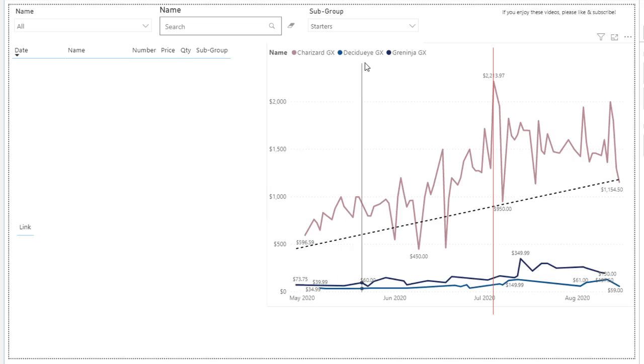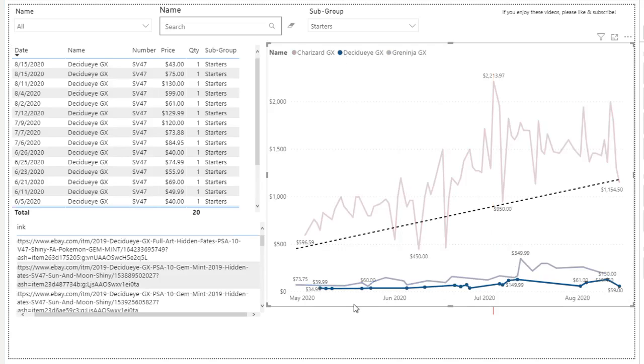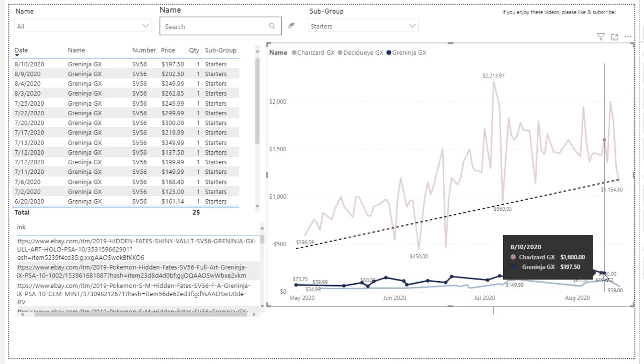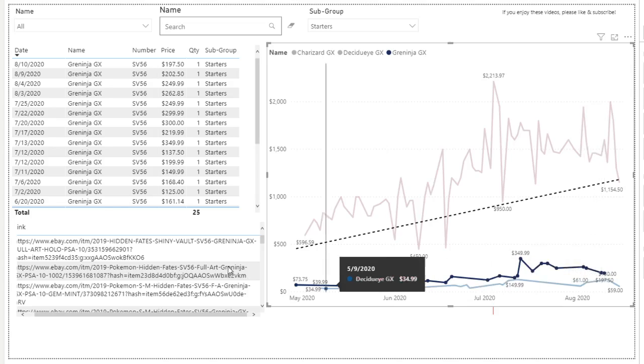And that's only these 3 guys. So yeah, Charizard GX we already talked about. We already saw the spikes and the drops. Decidueye really hasn't done much. Greninja though, however, has been on a steady up and up. 197 right now, 200, that range, and it started off at 75. Crazy.